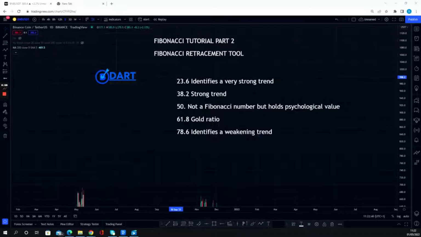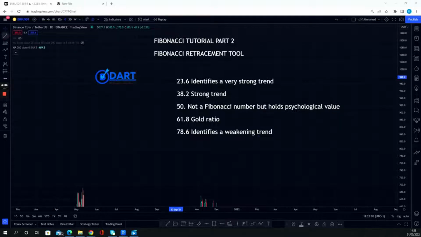The 23.6, now this identifies a very strong trend. The 38.2 identifies a strong trend. The 50% level is not a Fibonacci number, but this does hold psychological value. The 61.8% level, which as we've spoken about before in the previous video, is the golden ratio, and the 78.6 level, which identifies a weakening trend.